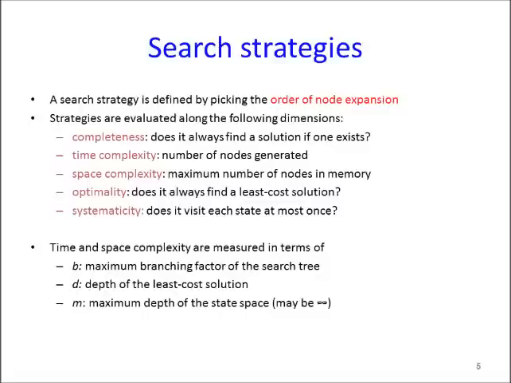And then to define the time complexity and space complexity, we define 3 parameters, B, D, and M. This is just a quick recap. B is the maximum branching factor of the search tree. D is the depth of where a solution exists, the least depth where the goal exists. And M is the maximum depth of the whole search space, and this depth can be infinite.